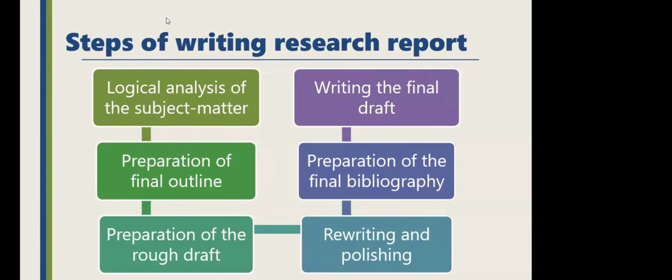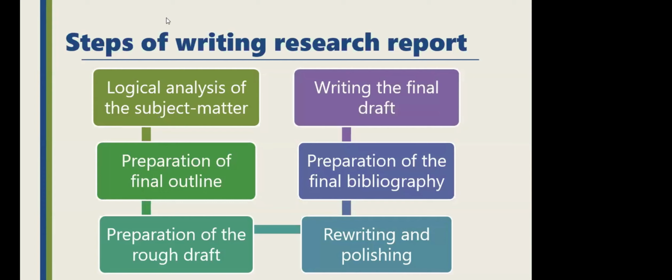Okay. The fifth step is preparation of the final bibliography. You should make sure there is a proper list of all the sources you have used for your research. Say, for example, you might have to list the academic journals you have gone through, the books you have referred to, and the websites you have visited in your bibliography. The preparation of the final bibliography is that.